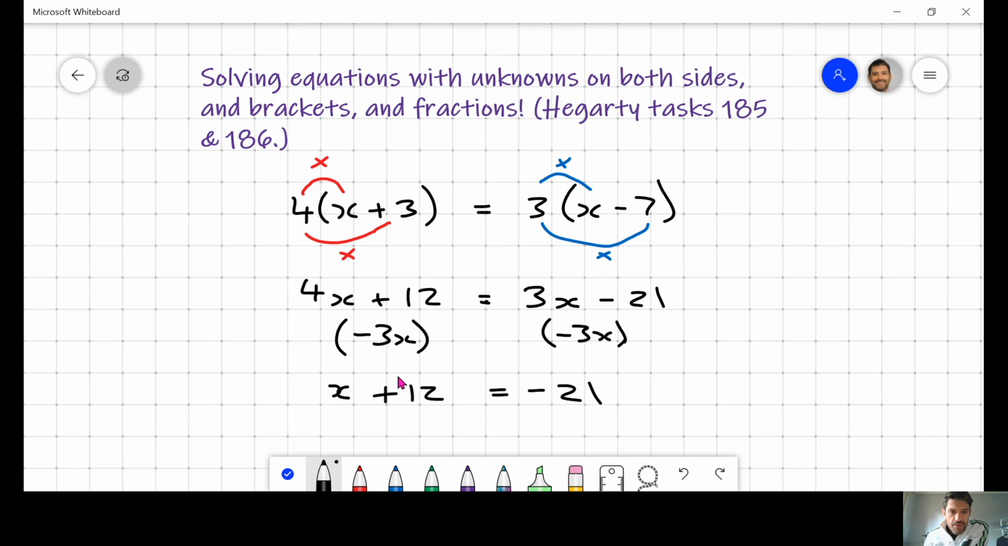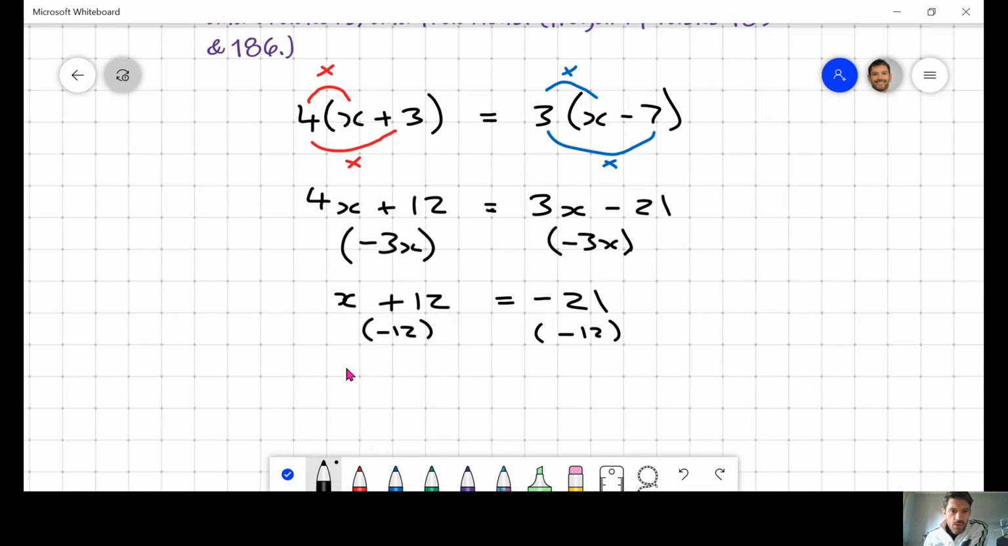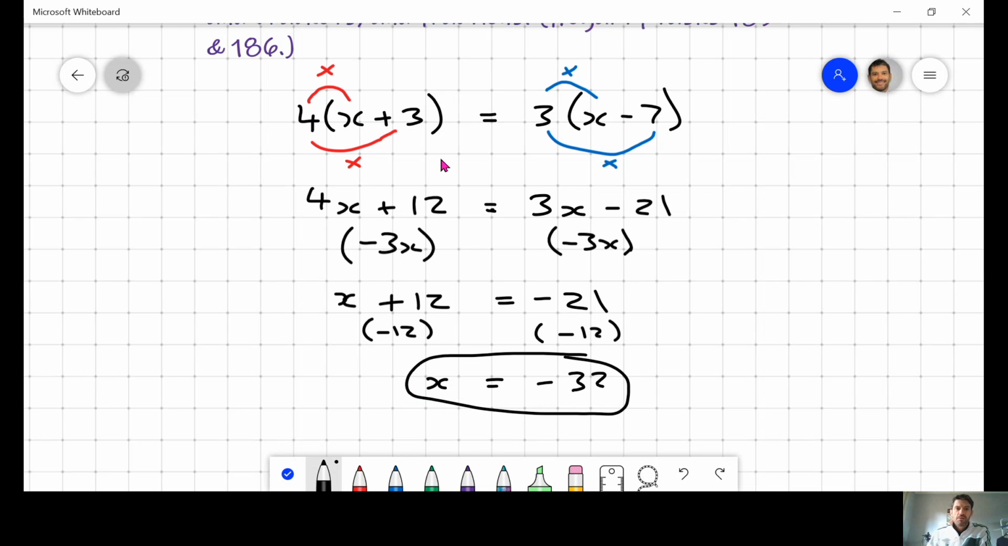And then what we do is, of course, we just take away 12. Take away 12. Negative 33. x equals negative 33. And of course you can check your answer, substitute it back in here. It should give you the same answer on this side as it does on this side.